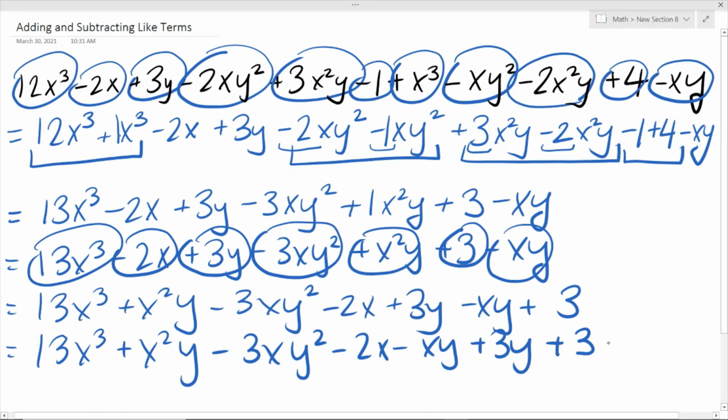Okay, so there we have it. This is the simplified expression, and that's the end.